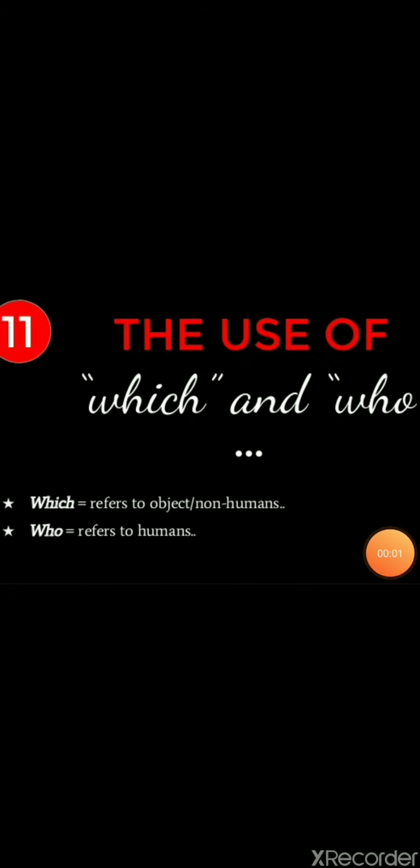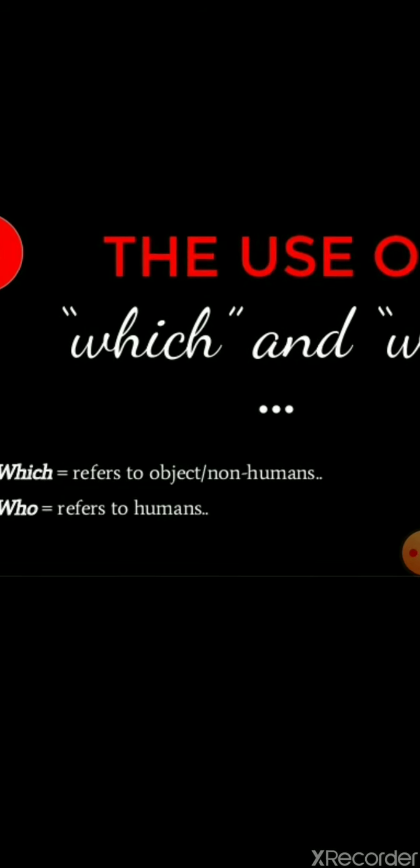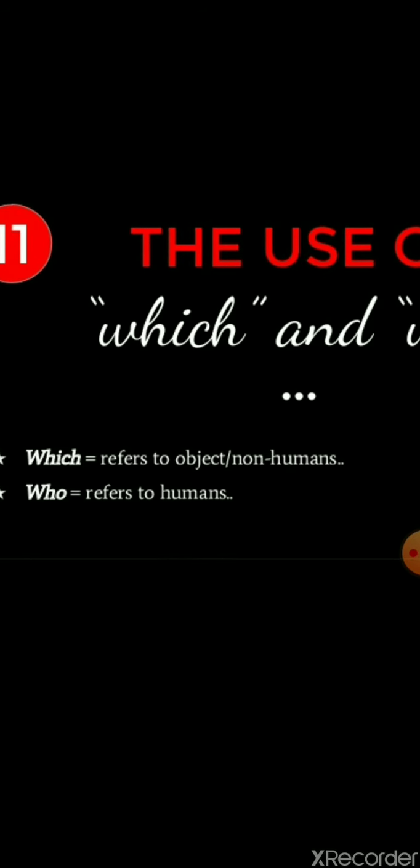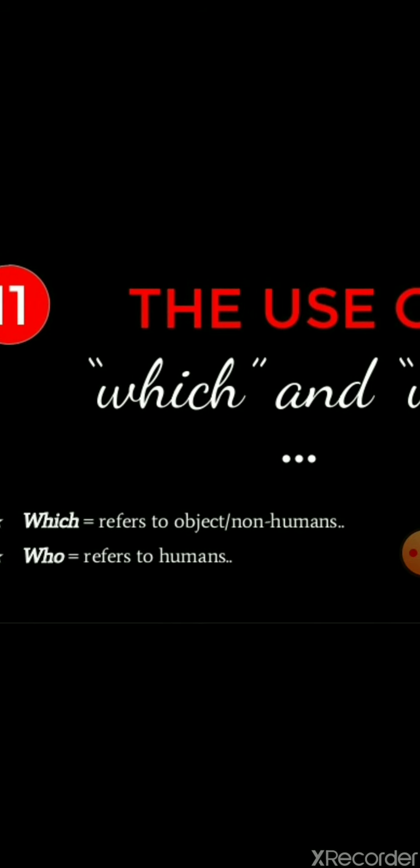Use of which and who. The difference is here: how to use, where to use which and who. Now which refers to objects, non-humans. It's very common to understand, meaning you are not supposed to use which with people, okay, meaning objects or non-humans. And who refers to humans, meaning living, non-living. The difference is living and non-living.